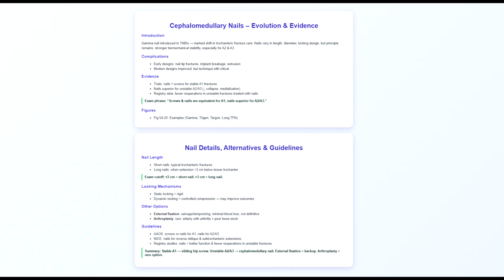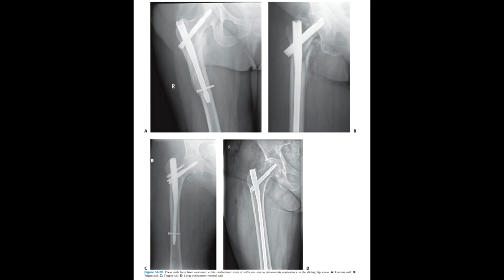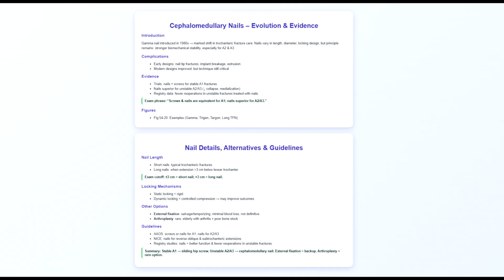Early designs suffered from issues such as fracture at the tip of the nail, implant breakage, or extrusion of the proximal fixation. Newer models have addressed many of these problems, but their use still demands careful surgical technique.